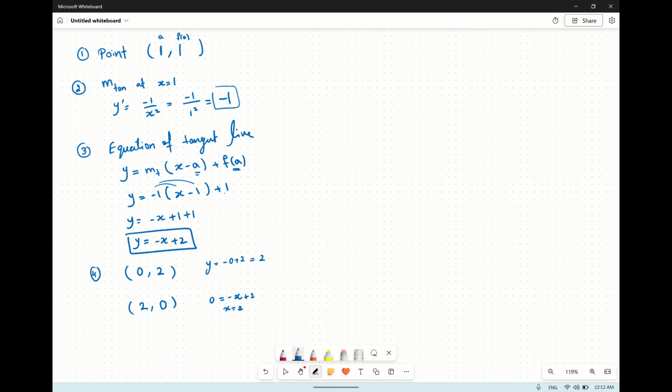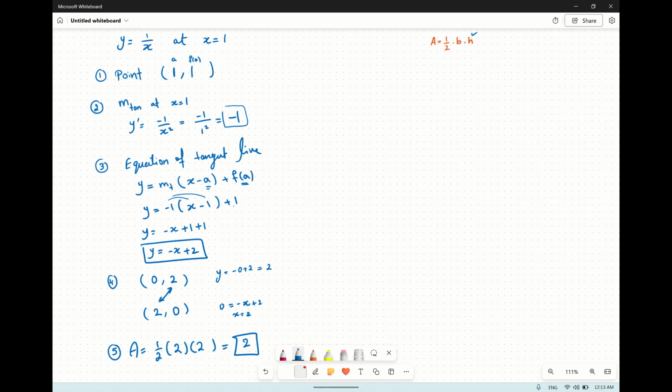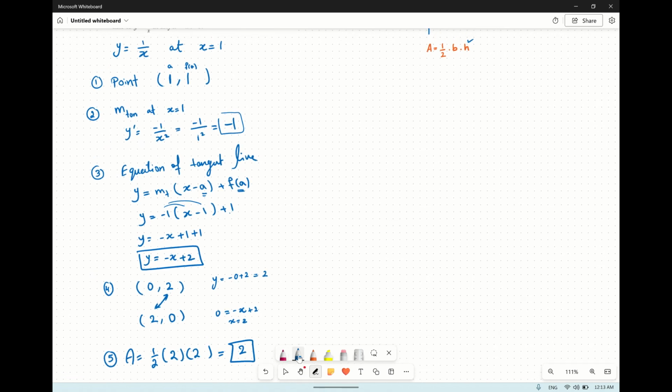Step number 5, which is the last step. The area of a triangle is half base times height. Base and height are these numbers, so you'll say 2, 2. Now I will end up with the answer being 2. So the area of the triangle is 2. That's all you need to do. Follow these 5 steps and you will get your answer directly.